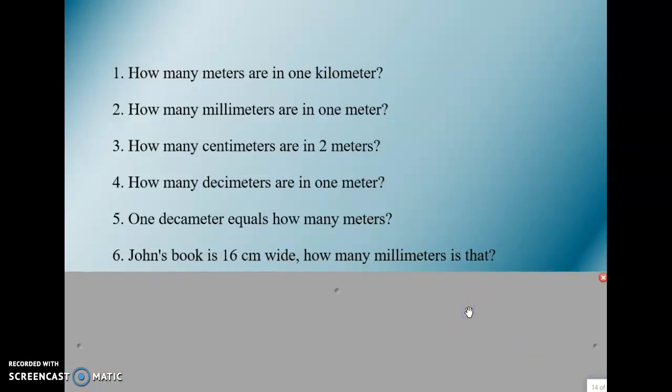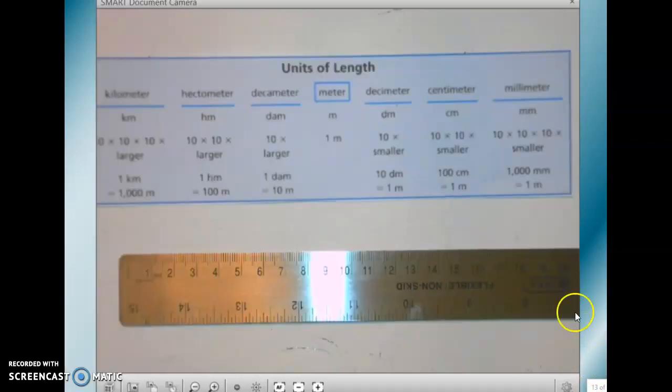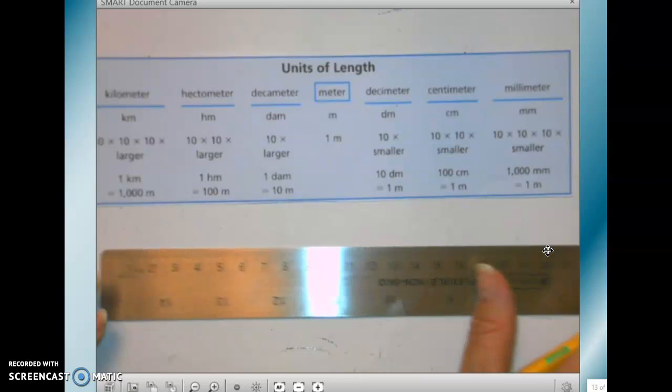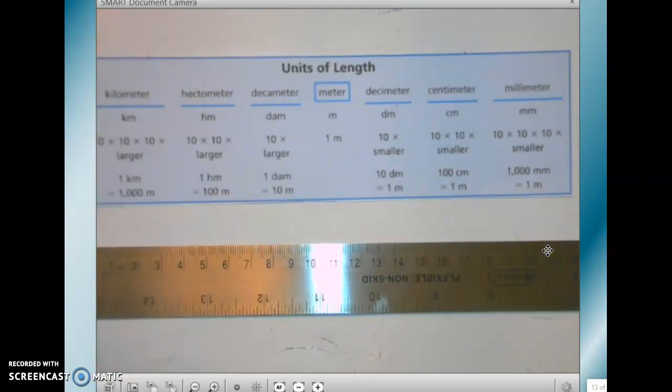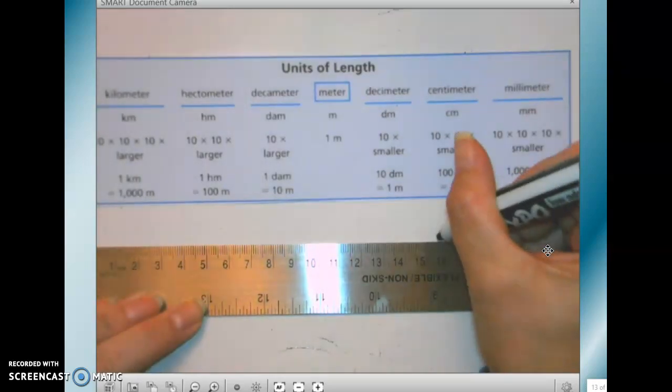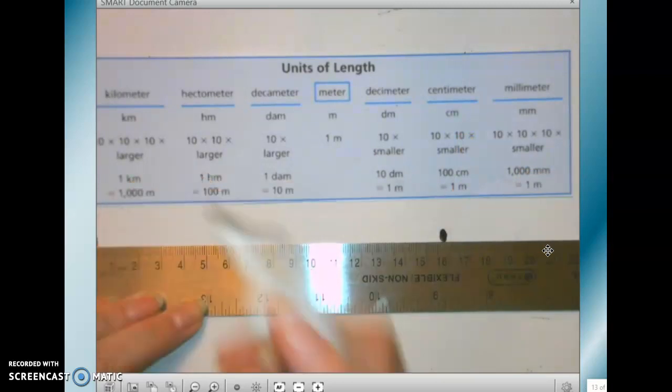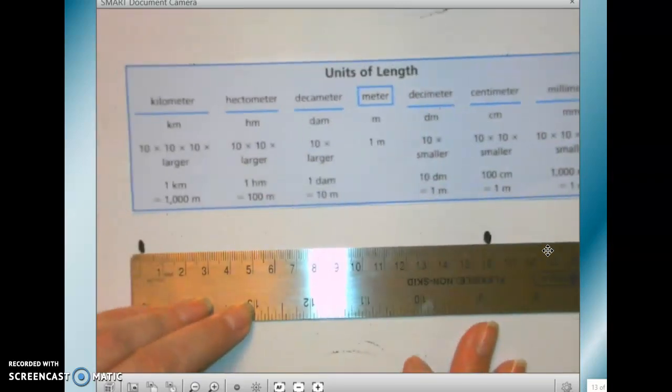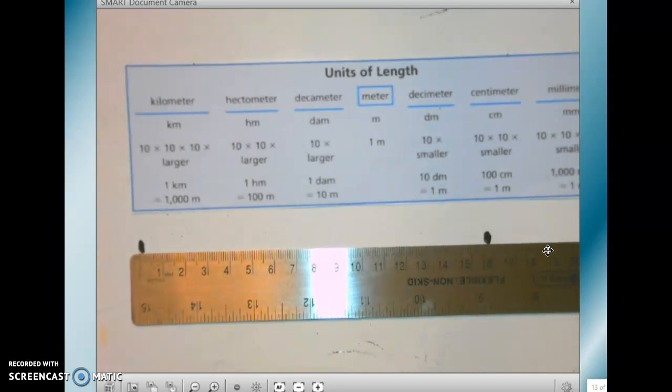John's book is 16 centimeters wide. How many millimeters is that? I might get my ruler back out for this one. Let me use a marker so I don't write on my whiteboard. It's 16 centimeters wide from here to here. That's how wide his book is. How many millimeters is that?